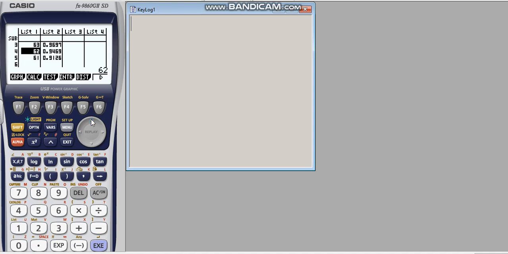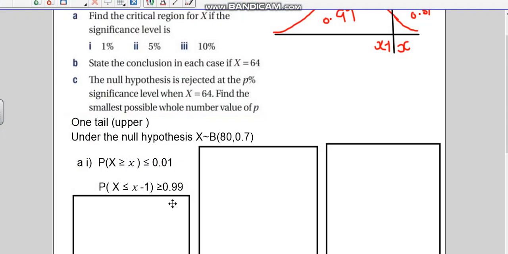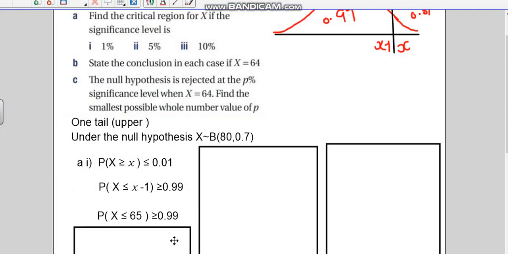Okay, if we go up to the top, we see 65 was 0.992, 64 was 0.9839. So I was looking for probabilities greater than 0.99. So 65 is the one I need. 64, it's gone too low. So let's go back and have a look at our working. So the probability that X is less than or equal to 65 is greater than 0.99. Now I know 65 is actually the number that's still in the acceptance region. It's the one before.